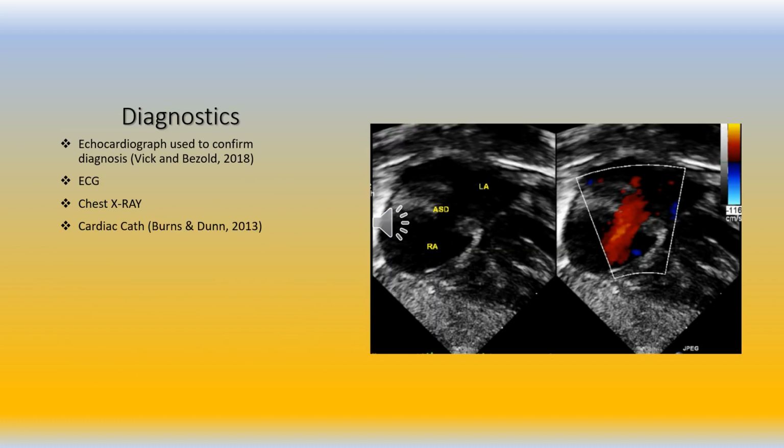So echocardiograms are essentially the gold standard for pinpointing where the defect is. If we're able to hear a murmur or symptoms dictate us to send a patient for further testing, we can send our patients for ECGs. We can do chest X-rays within our location or within our office, and you may be able to see enlarged cardiac tissue. And then cardiac caths are actually rarely used for diagnostics, but they can be used for treatment.